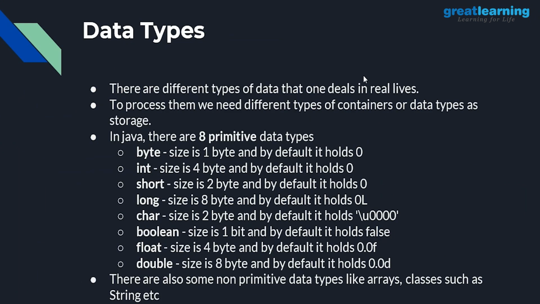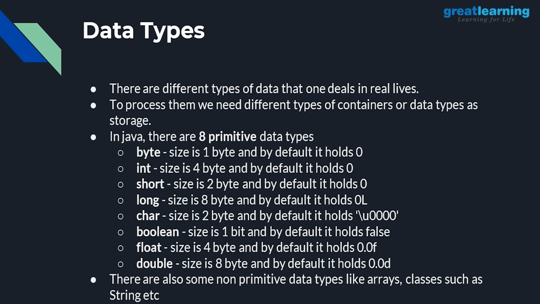Now let's talk about data types. There are different types of data that one deals with in real life. To process them, we need different types of containers, or data types, as storage. Now in Java, there are 8 primitive data types. That means they are present to us by default. For example, byte is one such data type. The size of byte is 1 byte. By default, it holds a value 0.